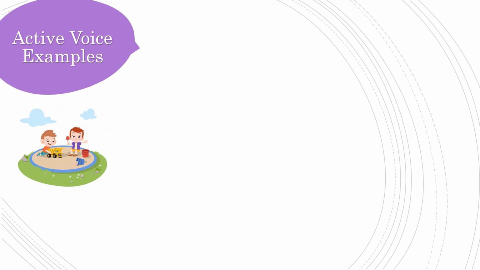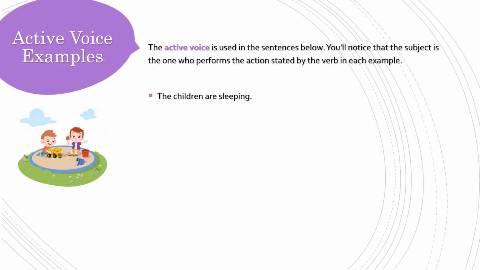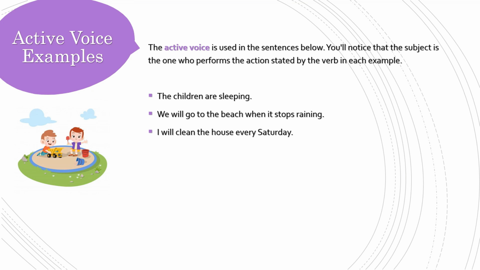Active voice examples. The active voice is used in the sentences below. You'll notice that the subject is the one who performs the action, stated by the verb in each example. The children are sleeping. We will go to the beach when it stops raining. I will clean the house every Saturday. The wedding planner is making all the reservations.